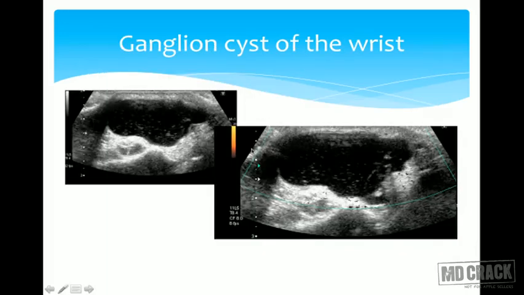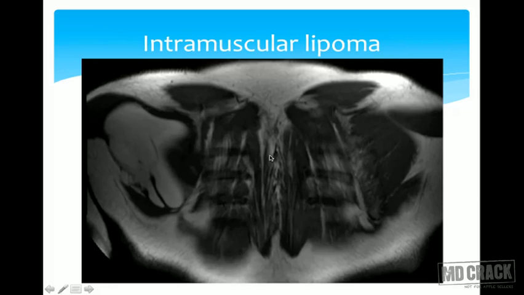Another thing is a soft tissue lesion around the wrist joint. This is your ganglion cyst around the wrist, and this cyst is a lobulated structure containing fluid, and it does not show any vascularity. This is a slide showing power Doppler, but there's no vascularity.